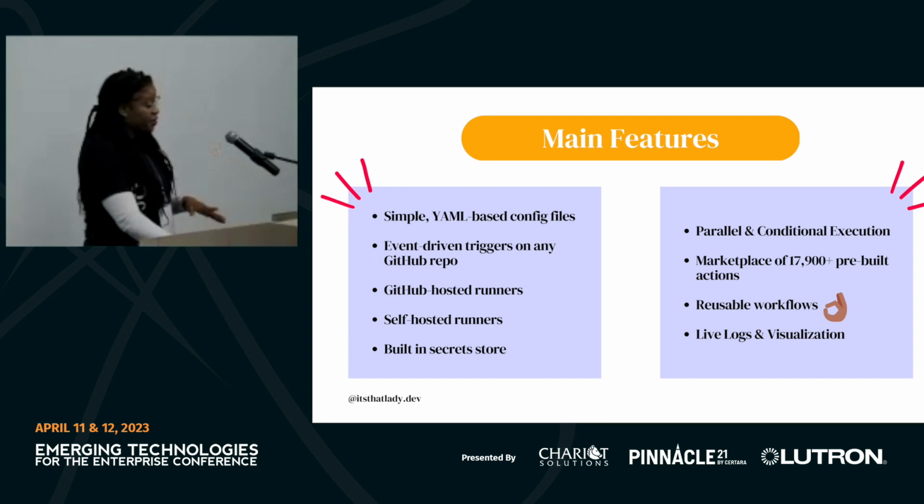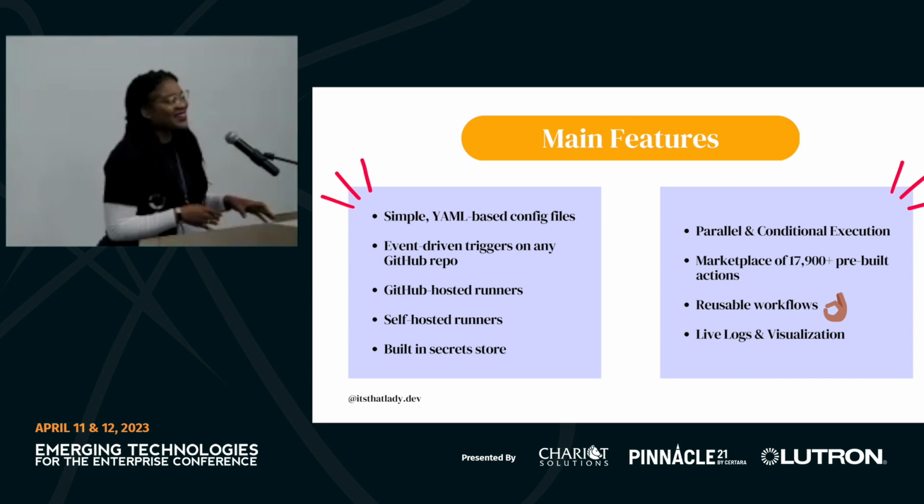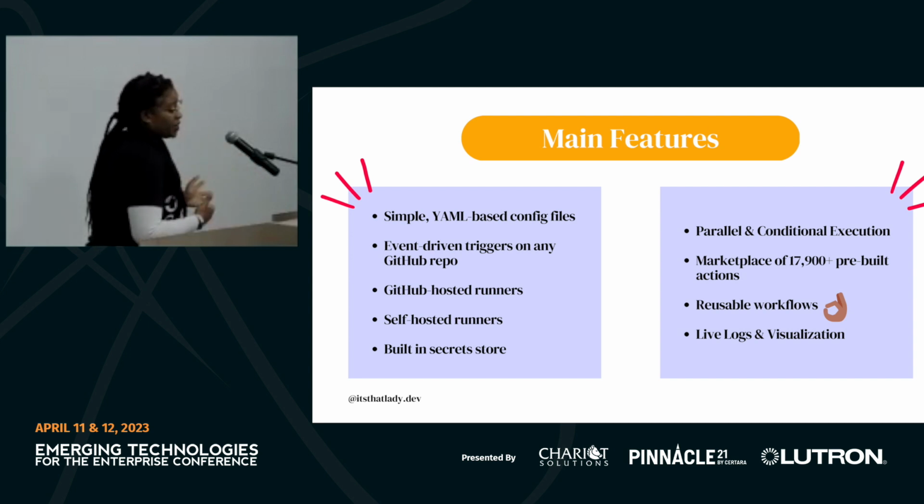Some of the main features of GitHub Actions that are exciting to me is that it is a simple YAML-based configuration. So you just need to know a little bit of YAML and to tolerate the errors that always come up in the editor and fix them, but it's simple YAML-based configuration files, and you can automate anything by using scripts or bashes or even other actions.